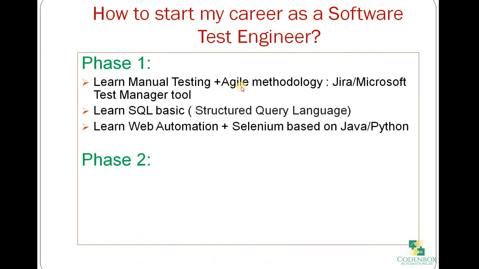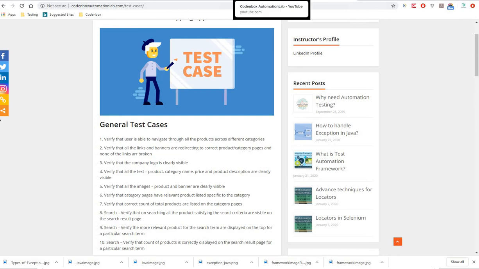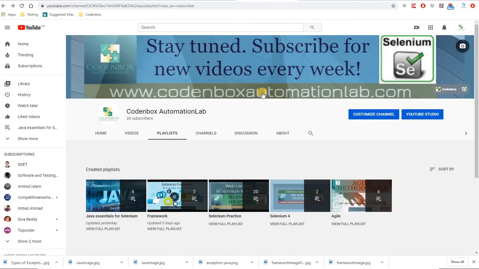And then next, as I said, based on Agile methodologies and using Jira or Microsoft Test Manager, either any one of the tools. If you go to our Code and Box channel, I believe you already know the Code and Box Automation Lab. There is a playlist, and here is Agile. If you go to the playlist or videos, you will find a number of videos, like three or four videos related to Agile. I showed you each and every process involved with Agile technology, Agile methodologies, and Scrum technology.